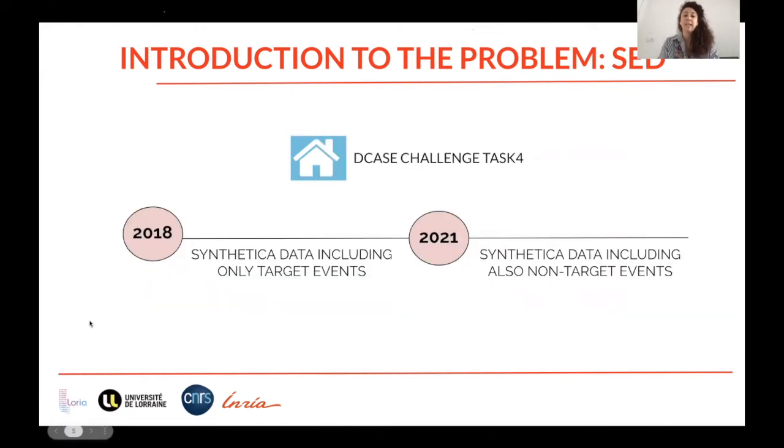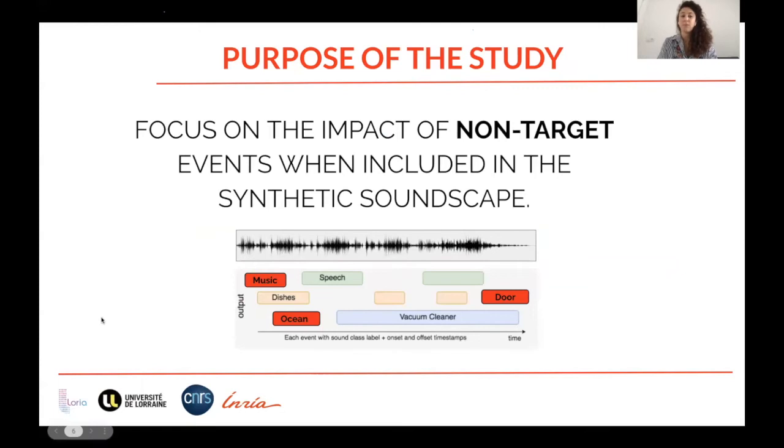Moreover, from 2018, the synthetic data were generated including only target events. But in a domestic environment, in a usual acoustic environment, it's really rare that we have target events alone. So from 2021, the synthetic data have been generated including also non-target events. Looking at the same figure as before, this time we don't only have the target events, but we also have events like music and outdoors that the system is not interested in classifying, but they are still present in the clips. So the purpose of this study is to focus on the impact of those non-target events when they are included in synthetic soundscapes.